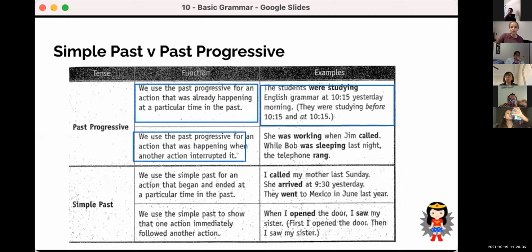We use the past progressive for an action that has happened when it interrupted another action. She was working when Jim called. While Bob was sleeping, the telephone rang. So here's this continuous action. She was working, Bob was sleeping, and that action is stopped by something else.